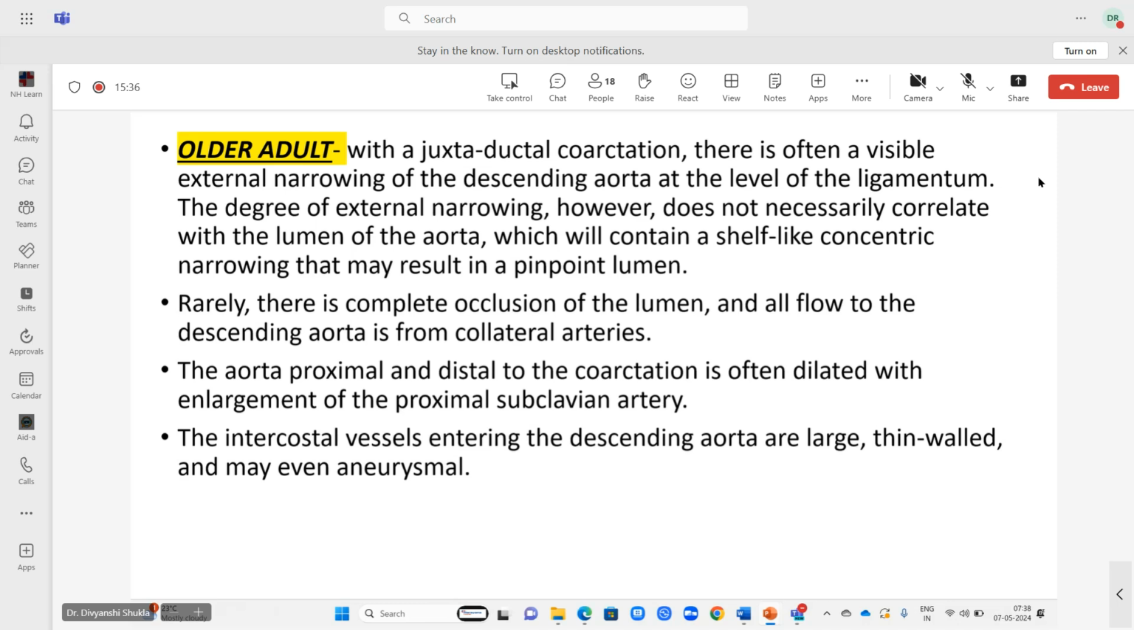Rarely, there is a complete occlusion of the lumen, and all flow to the descending aorta is from the collateral arteries. The aorta proximal and distal to the coarctation is often dilated, with enlargement of the proximal subclavian arteries. The intercostal vessels entering the descending aorta are large, thin-walled, and may even be aneurysmal.